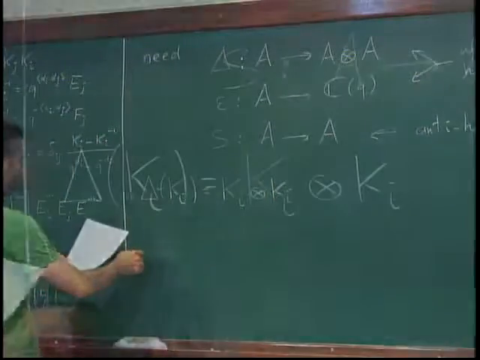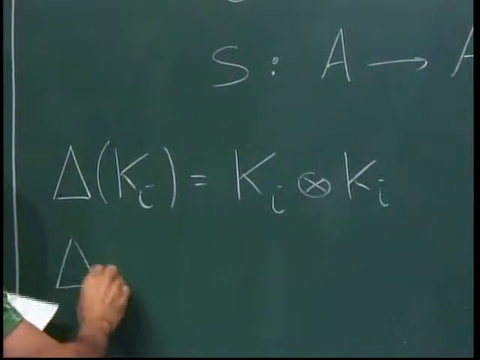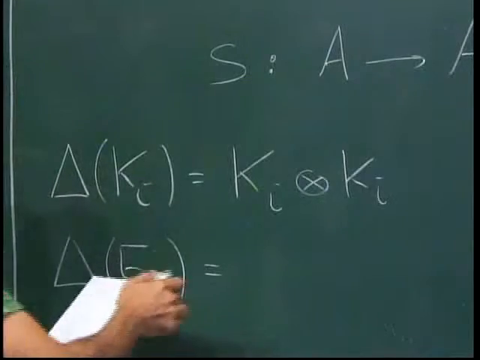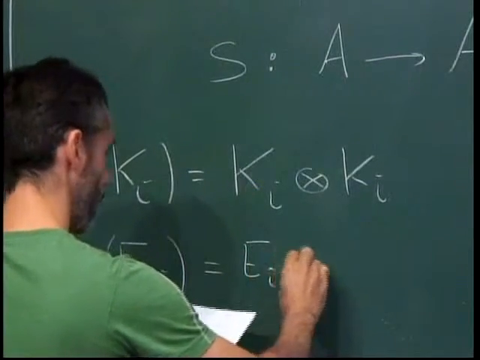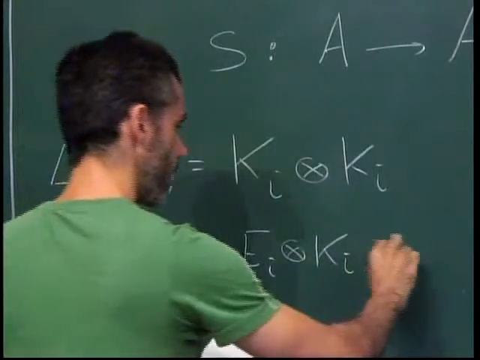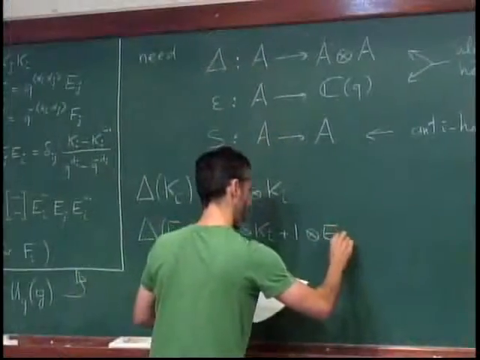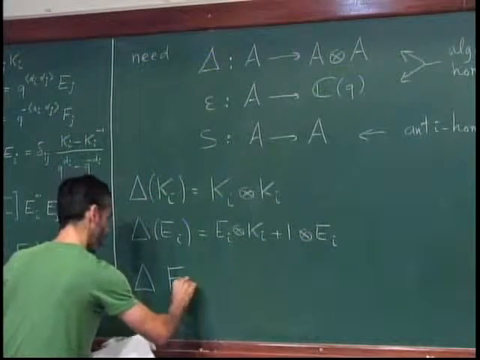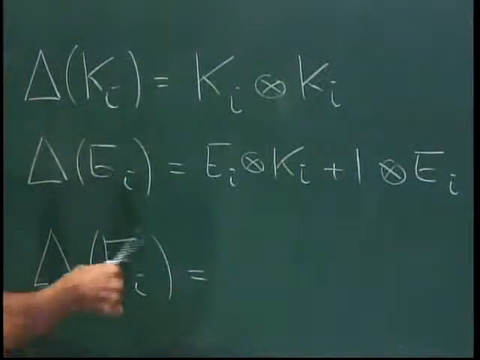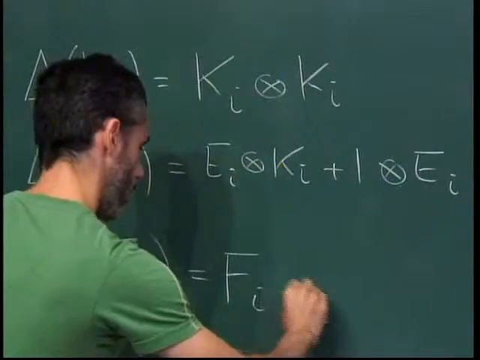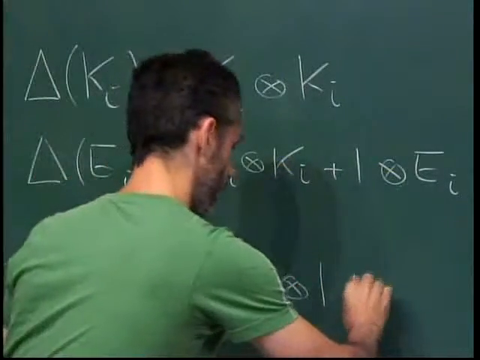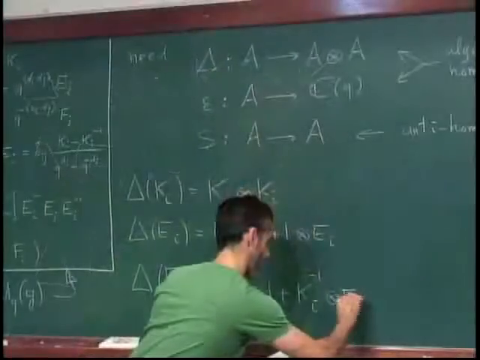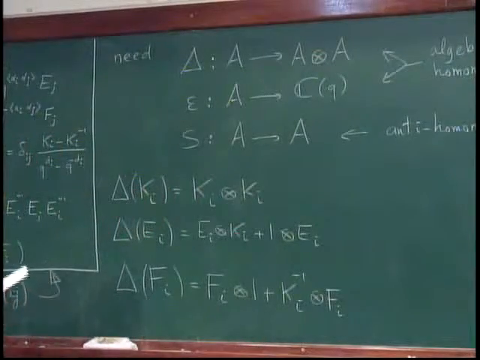Coproduct of the K_i's is easy. Coproduct of E_i is E_i tensor K_i plus 1 tensor E_i. And a similar formula for F_i, except that this time the factor K appears on the other side, to the power minus 1.